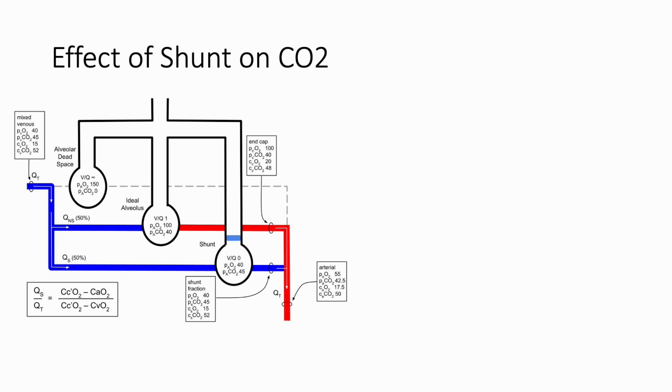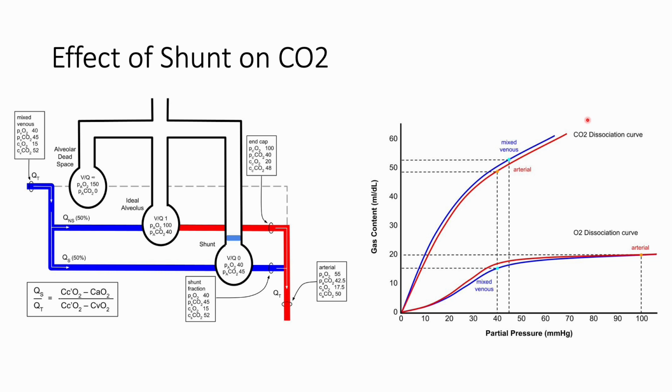The magnitude of effect is so different for two reasons. The first reason being that while shunt has a similar magnitude of effect on the arterial content of oxygen and CO2, so a mixed venous shunt will tend to reduce the oxygen content by 5 ml per deciliter and increase the CO2 content by 4 ml per deciliter, so roughly similar. However, because the CO2 dissociation curve is so much steeper than the oxygen dissociation curve, the corresponding change in partial pressure is much smaller.